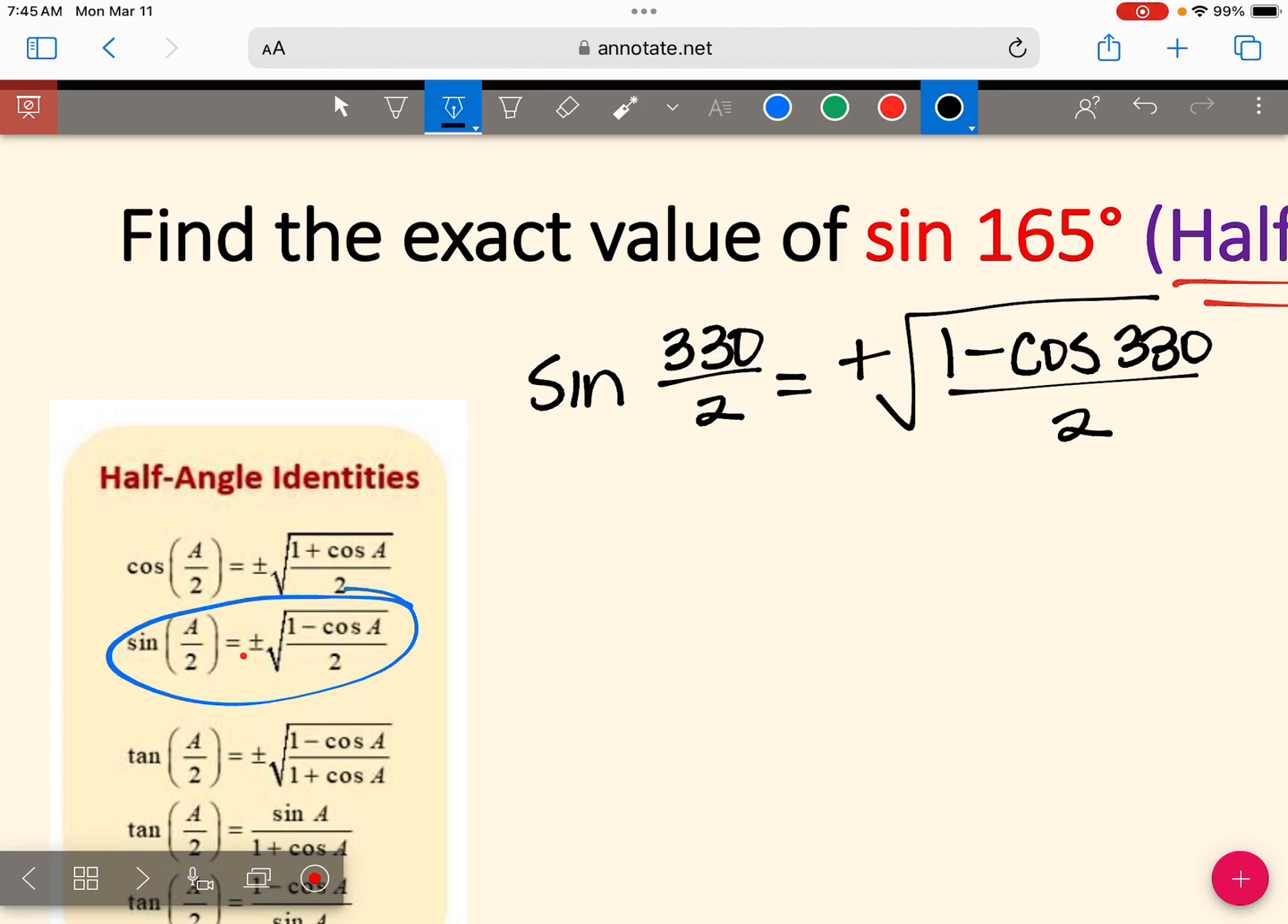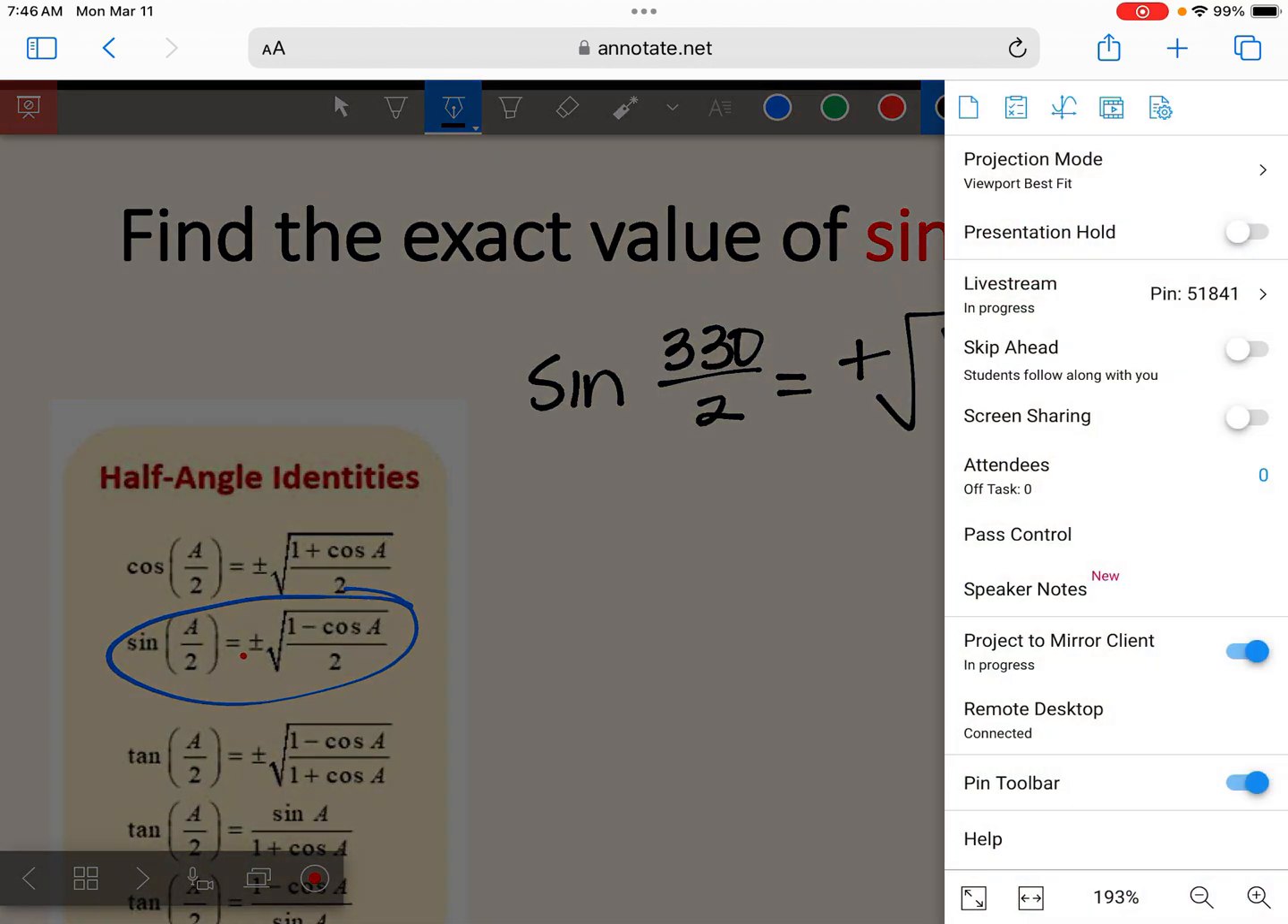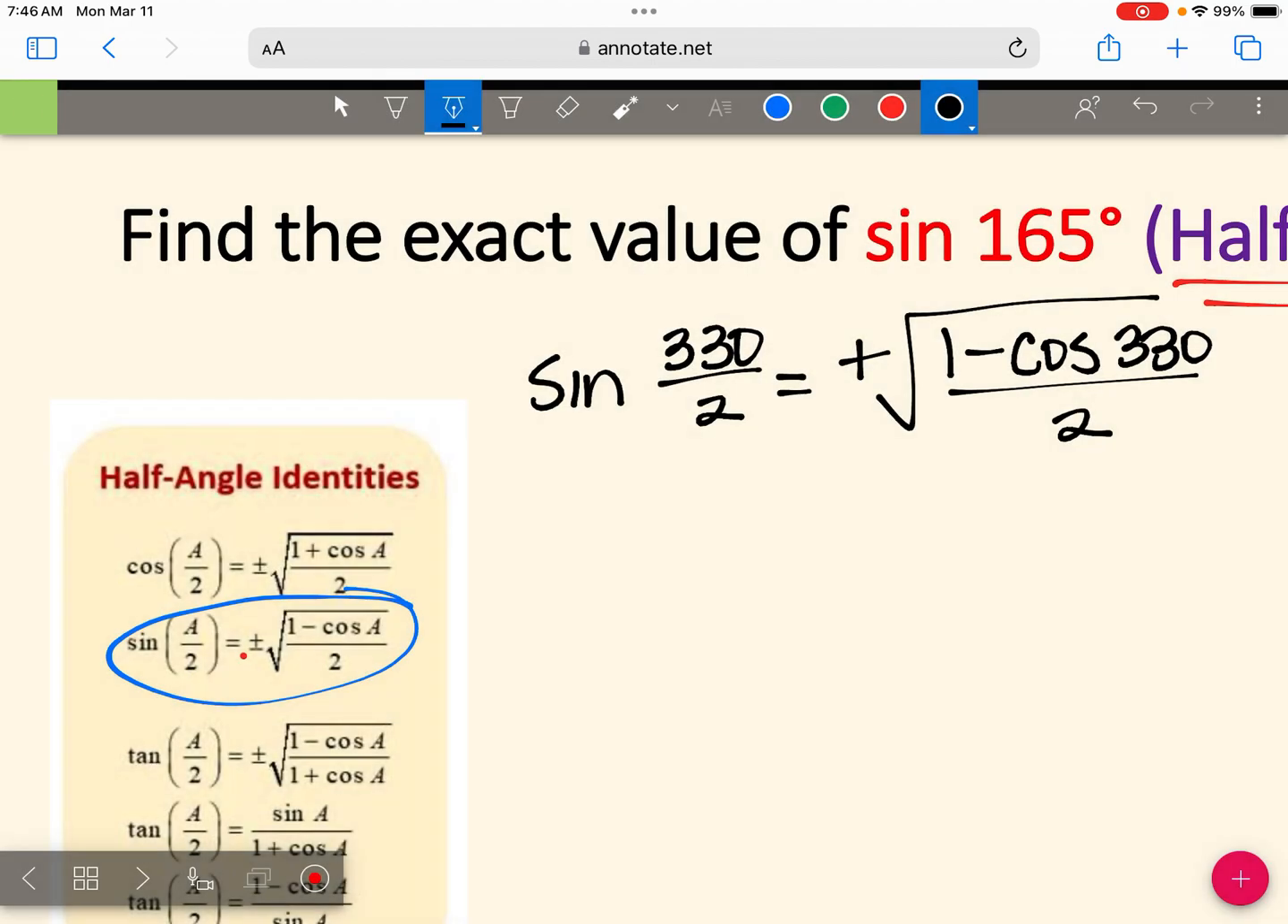What's the cosine of 330 though? Negative 1/2. Who got negative 1/2? No, never mind. Okay, sorry. What's the cosine of 330? Positive? Yeah, positive root 3 over 2. Okay, I'm going to work it out and you work it out.